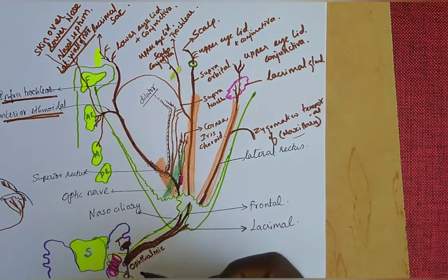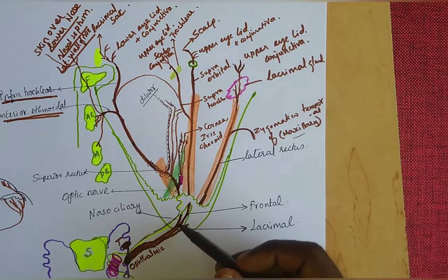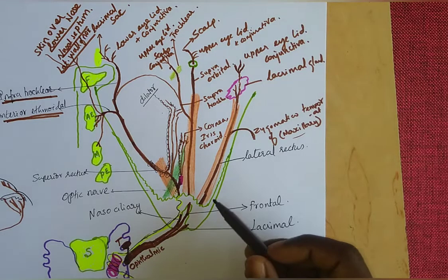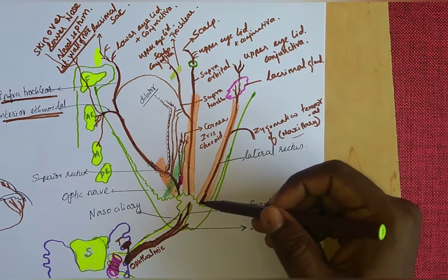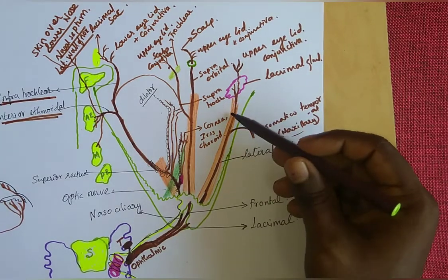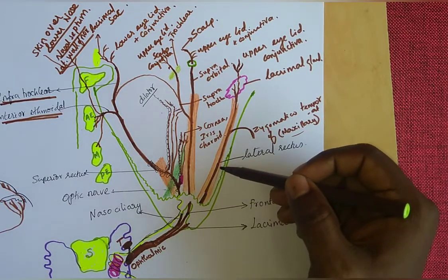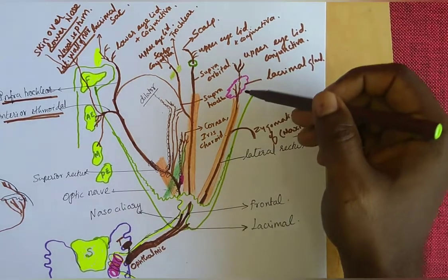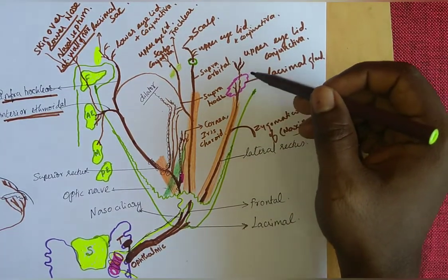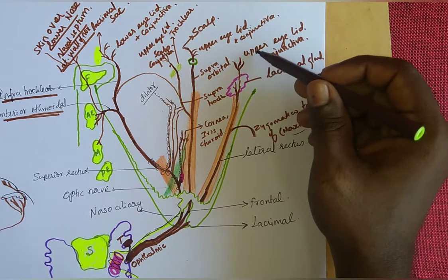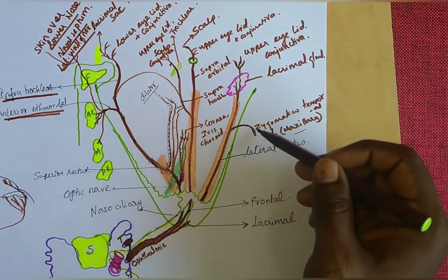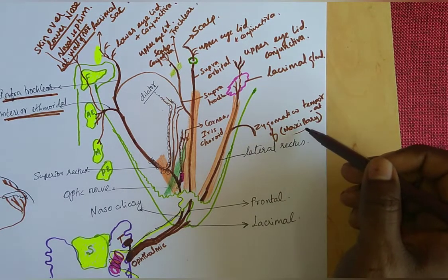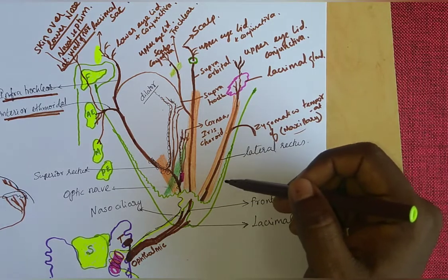Once again we'll summarize. So the ophthalmic division is found in relation to the lateral wall of the cavernous sinus. From there it divides into 3 branches. The lateral most branch is the lacrimal, then the middle is the frontal, then the nasociliary. First coming to the lacrimal nerve, it is found on the superior border of the lateral rectus. From there it goes and supplies the lacrimal gland, and crossing the lacrimal gland it also supplies the upper eyelid and the conjunctiva related to the upper eyelid. It also communicates with the zygomatico-temporal branch of the maxillary nerve. Okay, this is about the lacrimal nerve.